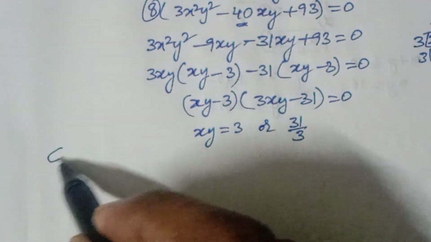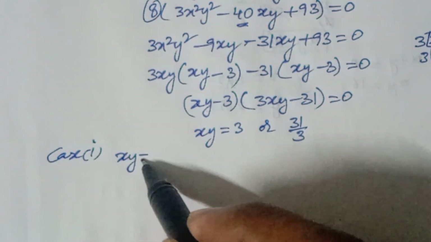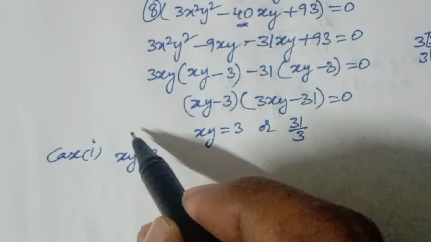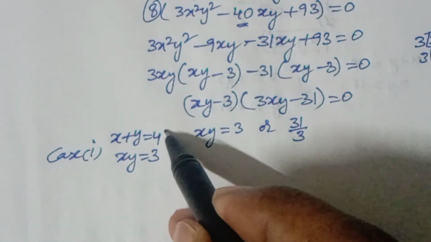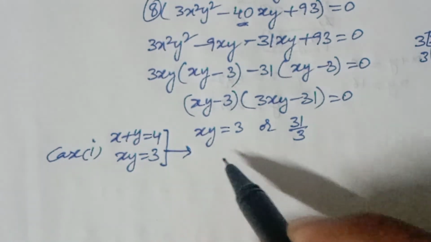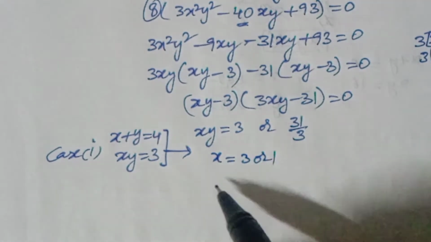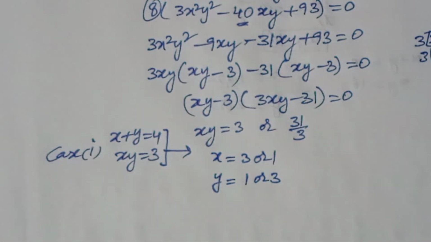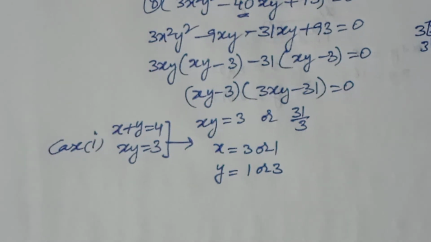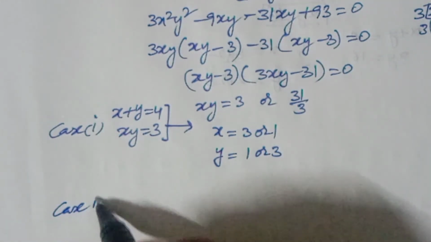Case 1, first case, xy equal to 3, x plus y is equal to 4. So it is easy to solve this. X value 3 or 1, y value 1 or 3. So there is no other chance. 1 or 3 we will get.